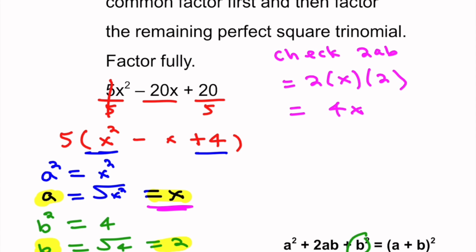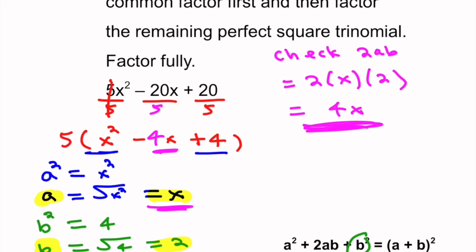And, oh, I erased something here by accident. There should have been a 4 here. I didn't write it properly, sorry. Because negative 20 divided by the 5 was negative 4x there. So our 4x check is the same as the 4x in our bracket there. So that means for sure this is a perfect square trinomial.